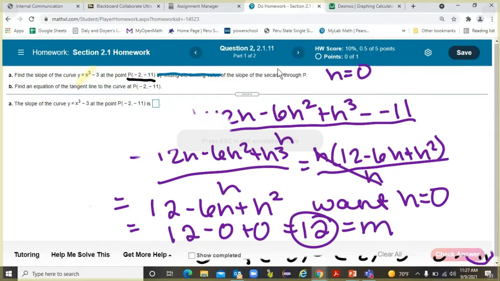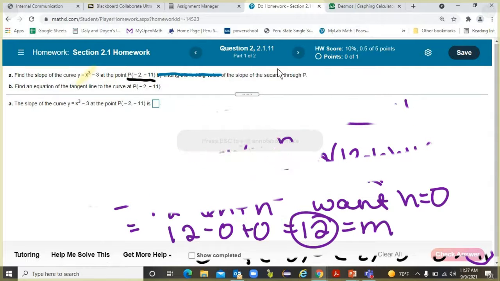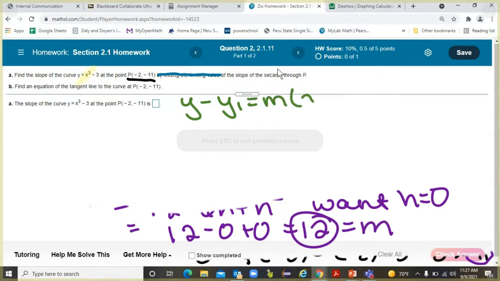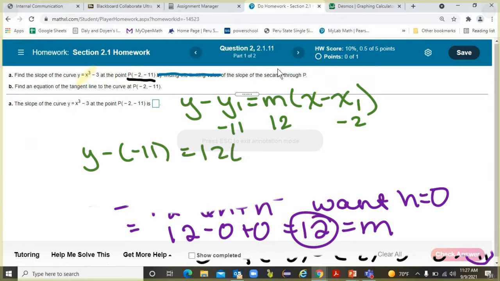But then the second part of this is going to want the equation. So think back to algebra for how do you find the equation of a line. So we like to find the equation of a line using the point slope formula, which looks like this. So this is just the point slope formula. Our x is -2, our y is -11, and our m, I just erased, but I'm pretty sure it was 12, right? 3x squared, 3 times 4 is 12. Okay, so let's just plug this in. y minus -11 equals 12 times x minus -2.